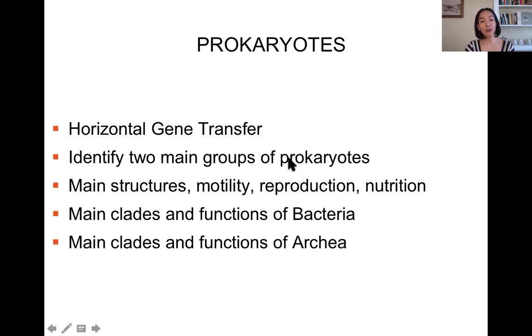These are the goals for today's class. We're going to review horizontal gene transfer, identify the two main groups that make up prokaryotes, that's archaea and bacteria, and we're going to learn some structures in this group that are important for motility, reproduction, and nutrition. And we're going to present some of the clades and functions of bacteria and archaea as well.